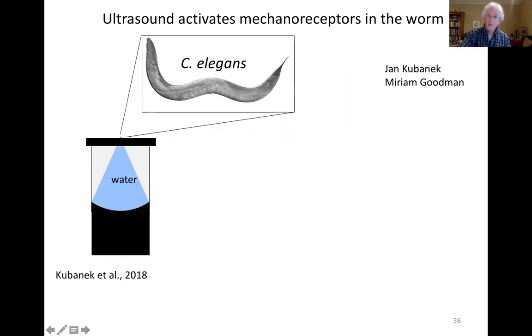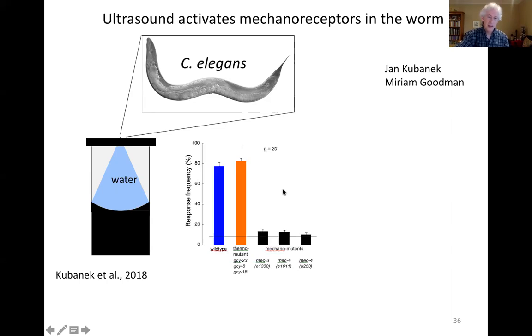I'll tell you about some results from Miriam Goodman's lab, done by Jan Kubinek, who you're also hearing about later in the course, in collaboration with my lab and hers. Jan did the experiments in Miriam's lab. So these are on the worm C. elegans, very different system, but one with great genetic control where you can pull out channels and put them back in. So what's happening here is an ultrasound transducer is being focused onto a worm that's crawling around in a dish. And the response that's being measured is as the worm crawls, whether it pulls back, whether it reverses its crawling based upon the ultrasound stimulation.